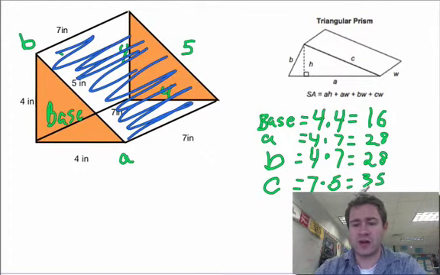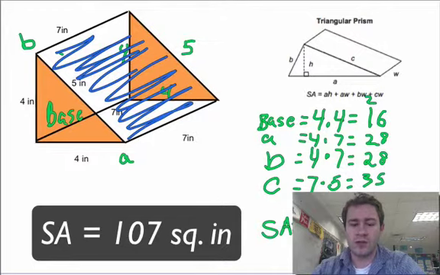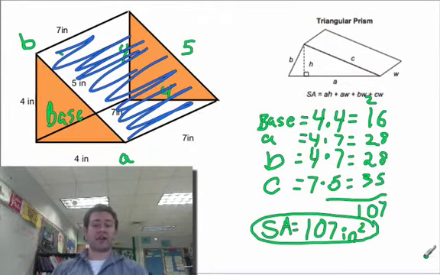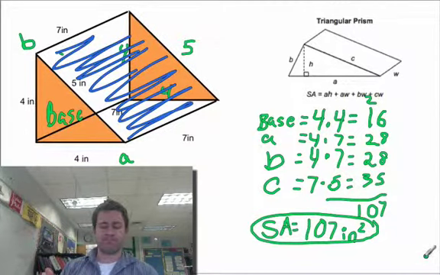Now, since surface area is the sum of all of our sides, let's add them all together. So we got 107. So our surface area equals 107, and since we are measuring our lengths in inches, and this is area, it would be inches squared. So, to conclude, all you have to do is find the area of the base, which is two triangles together, so you just do base times height. And then you add all of the areas of all the sides together, and you get your surface area.